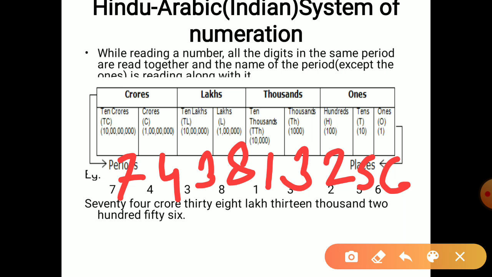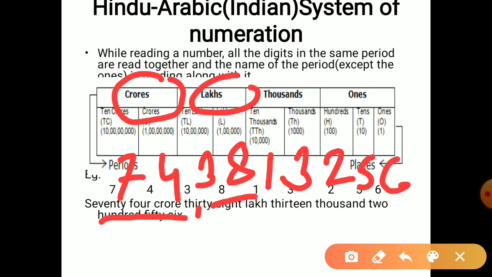Now I need to read this number according to Hindu number system. So to read a number, basically we read a period together. Numbers which are coming into a single period are read together. So first we have crore period, and there are two numbers coming under this. So I'll read it like 74 crore. Now I'll move to the right hand side. Here we have lakhs period, and there are two digits.